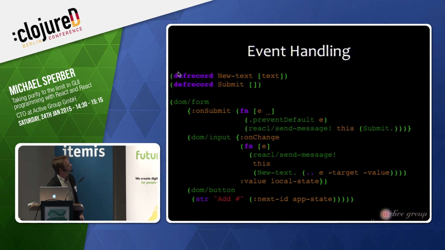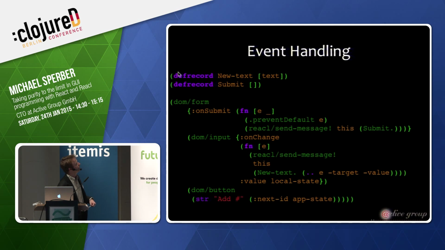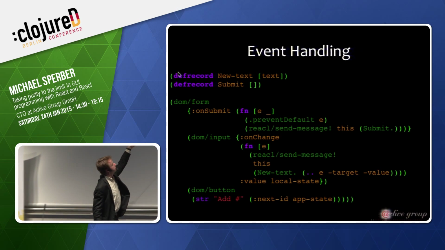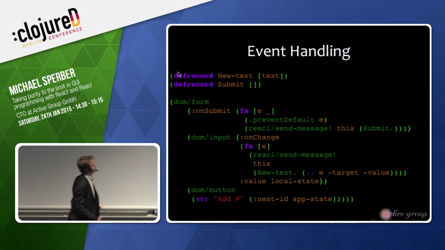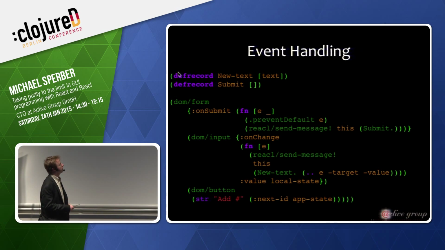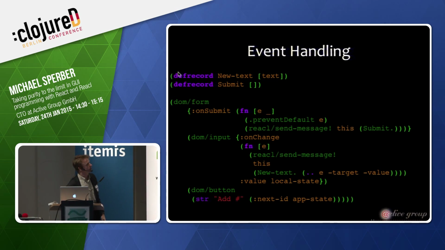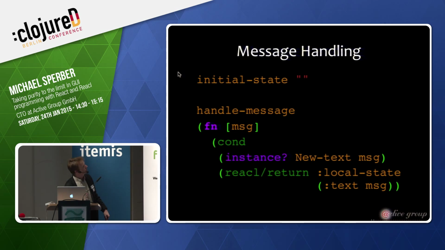So here's that reaction. And here's the actual event handling. For example, the submit button gets a regular event handler, and that event handler sends a submit message. And here's another event handler on changing the text of the text field, which just says there's new text in the text field, and this is what it is. And you can see the corresponding record definitions up there.